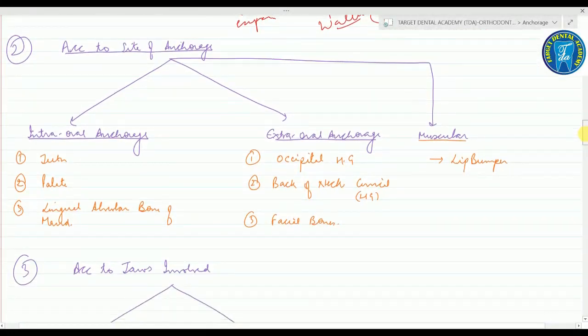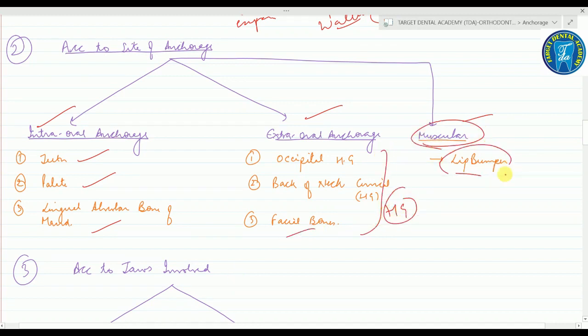Next, the second part of the classification is according to the site of the anchorage. In this we have intraoral, extraoral, and muscular. We have already discussed the teeth, palate, and lingual alveolar bone of the mandible. Extraoral is about the headgear and the facial bone. Muscular is about the lip bumper, which we have already discussed.